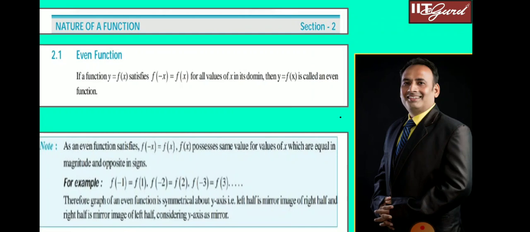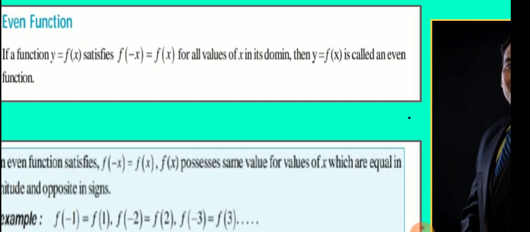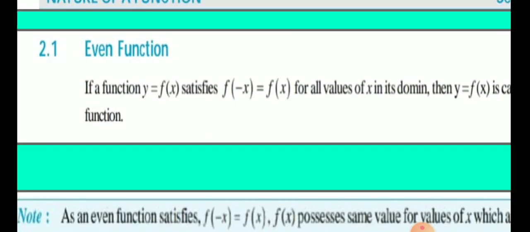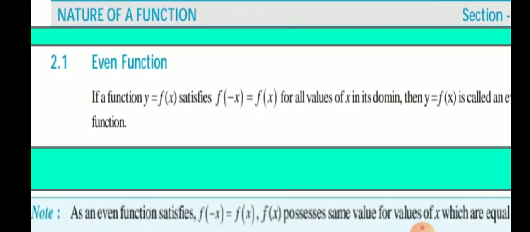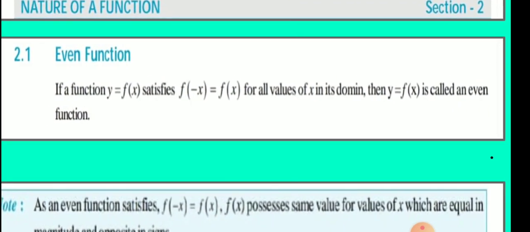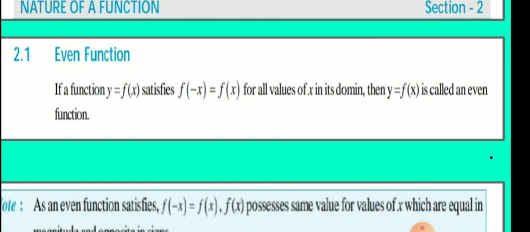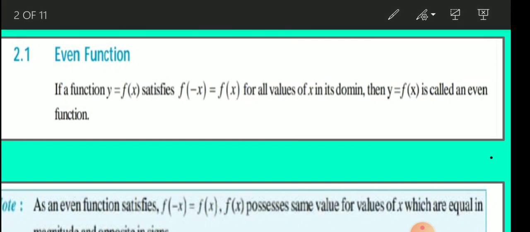Nature of function, which is part of section 2. In 2.1, even function; in 2.2, we'll discuss odd function. So what is even function? This is a function defined such that if f of minus x is equal to f of x, then it is said to be an even function.